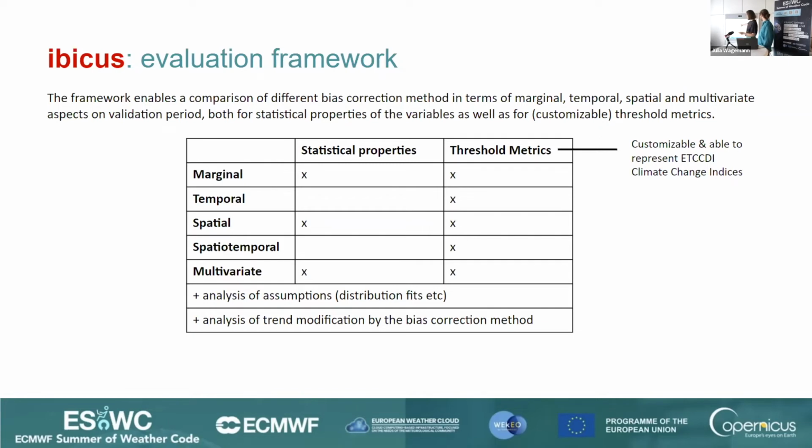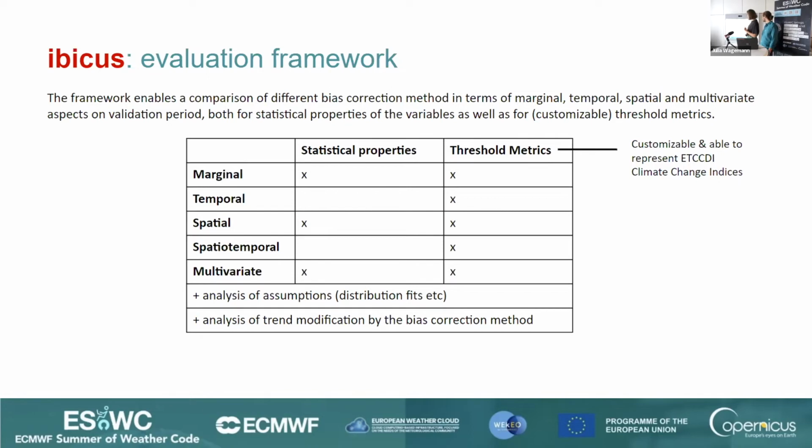So we look at some statistical properties, for example the bias of the mean or the 5th or 95th percentile, some spatial properties, so spatial correlation within the climate model before and after bias correction, and also the multivariate structure. So the link between temperature and precipitation and whether it still looks the same.